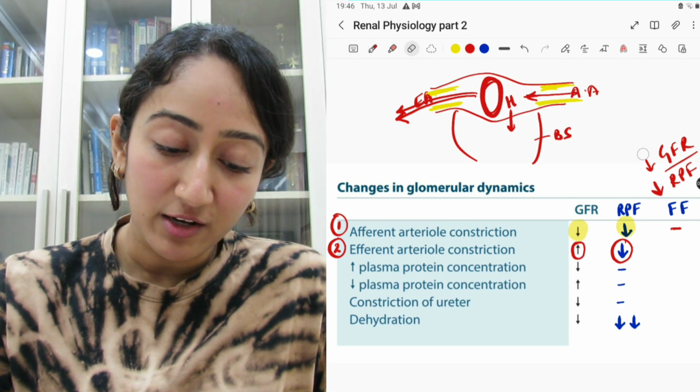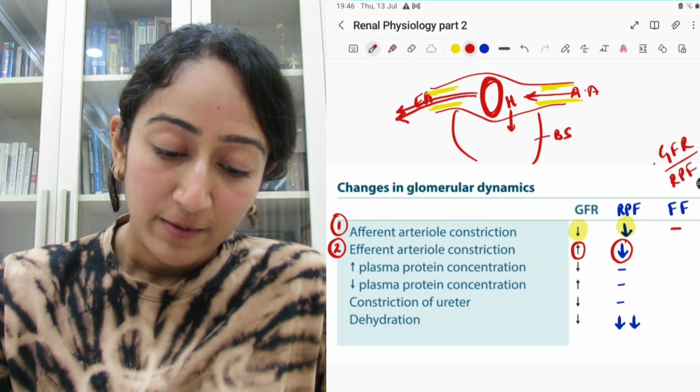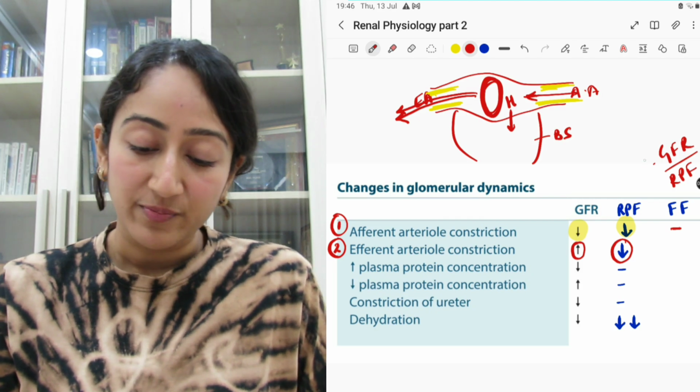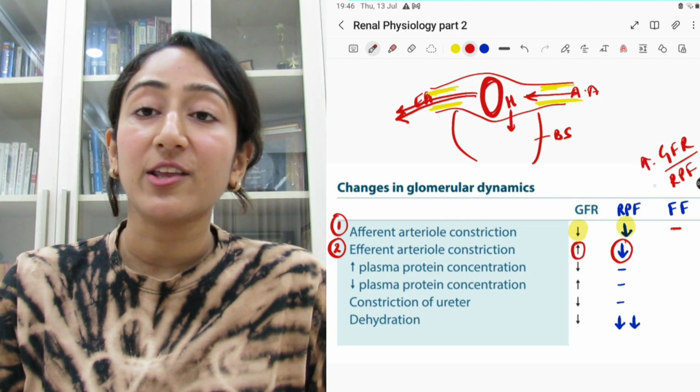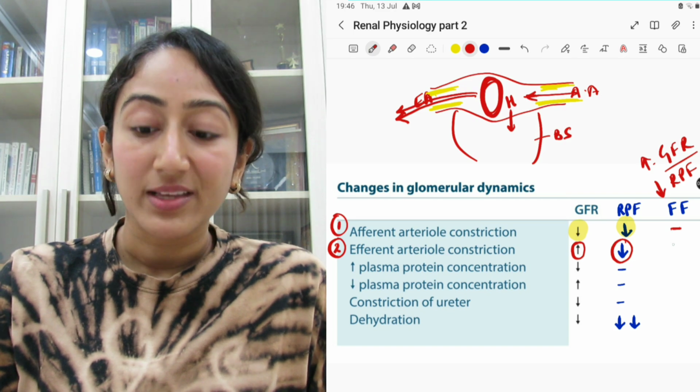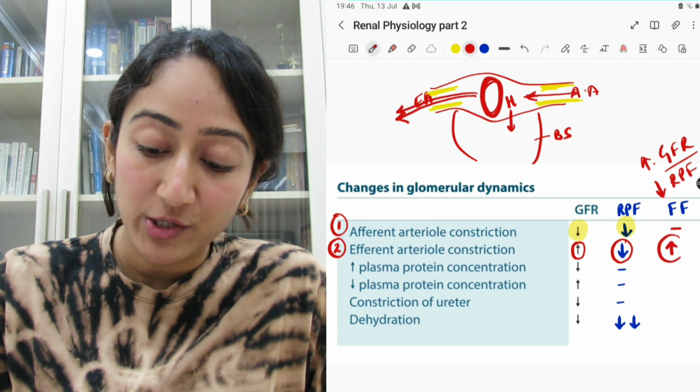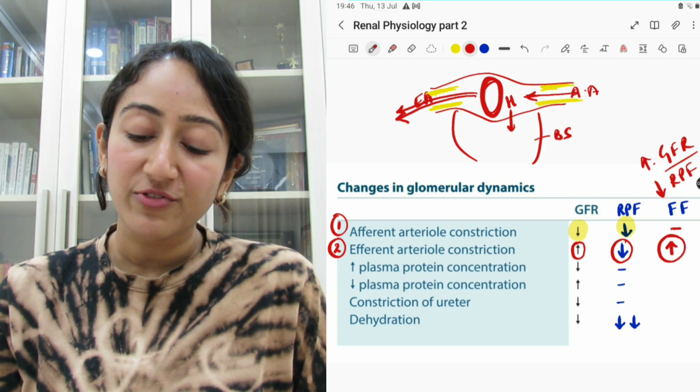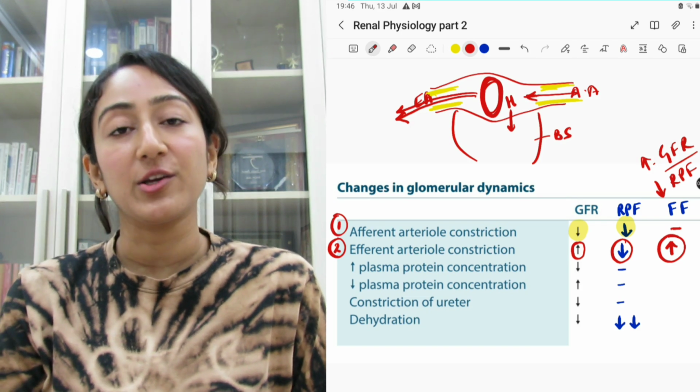Now let us apply our formula here yet again. What happens to the filtration fraction? If your GFR is increasing and your renal plasma flow is decreasing, yes, your filtration fraction is going to increase, guys. Your filtration fraction is going to increase if your efferent arteriole constricts.